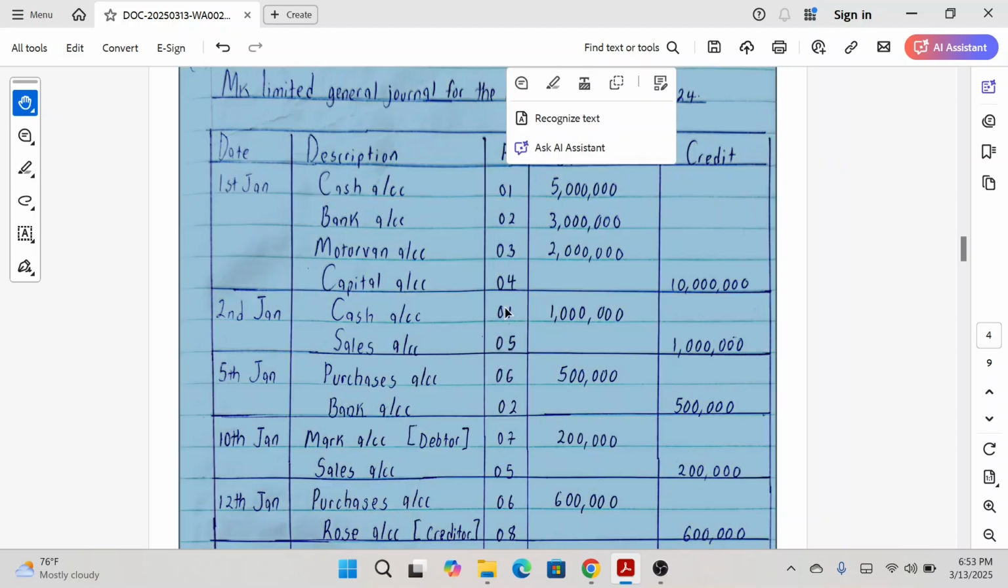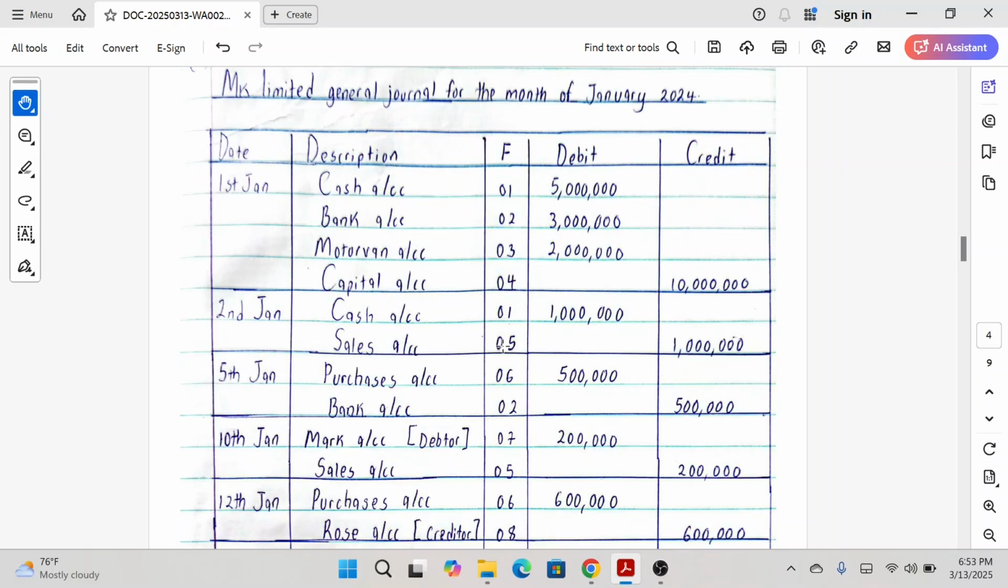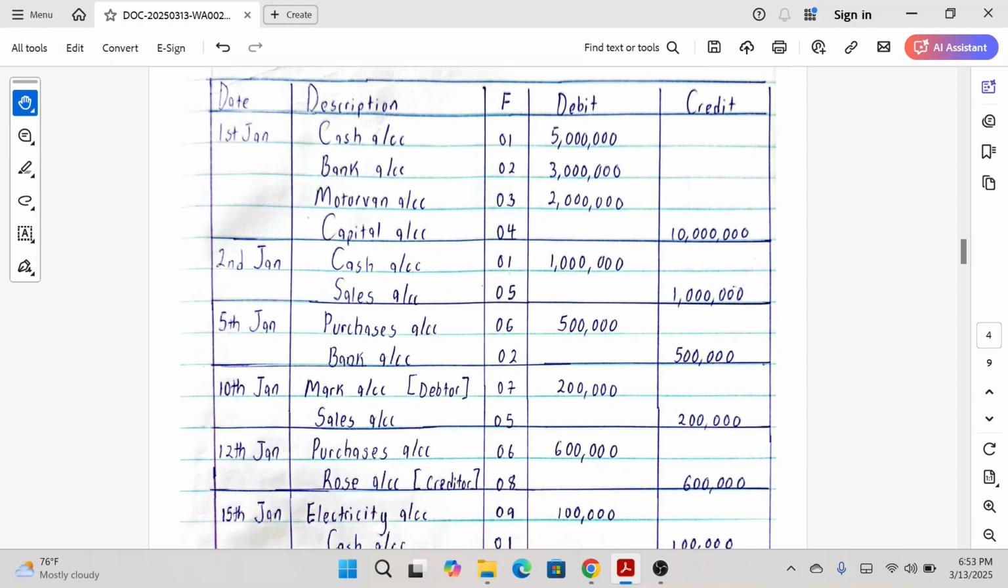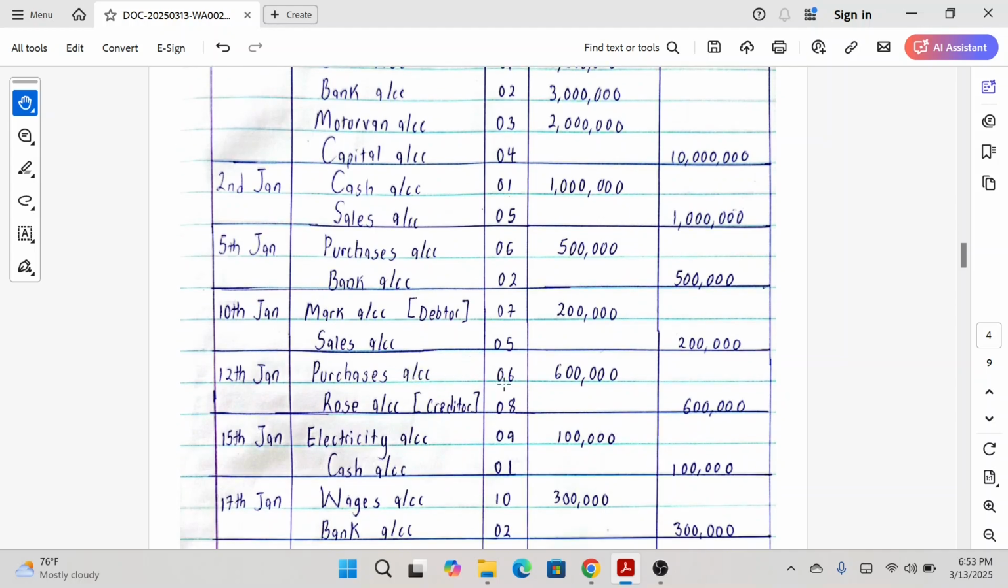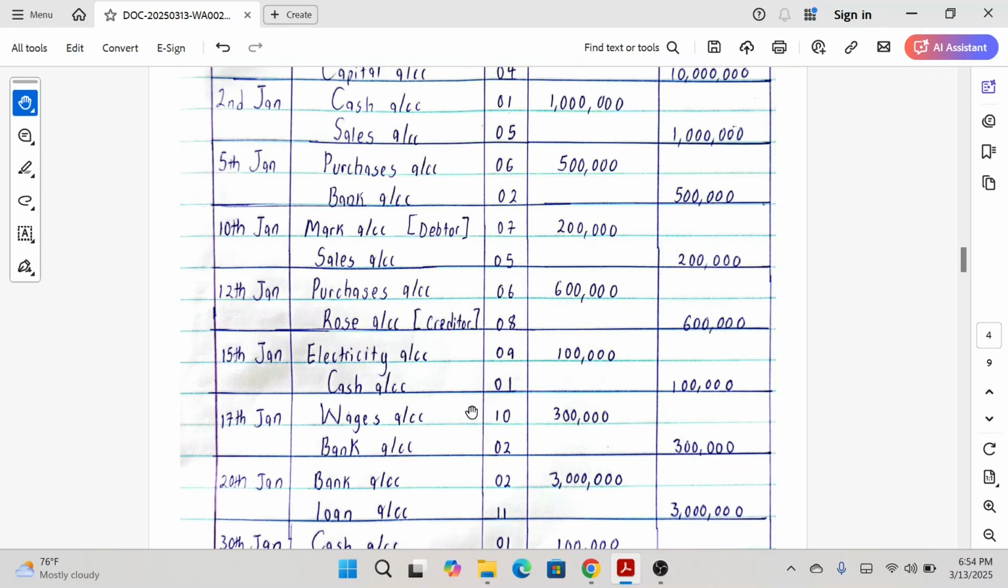So when you look at this, you're having sales. Sales makes up 5th. Purchases makes up 6th. Bank, we already have it. Mark is coming in for the first time, making number 7. Sales, we already have, so just present 5. Then we are having purchases 6. We already have it. Rose is coming in as a creditor. This is new. So from 7 you go to 8. Then electricity is new. You go to 9. Then cash, we already had it, which is 1 from the start. Then wages is coming in as number 10.